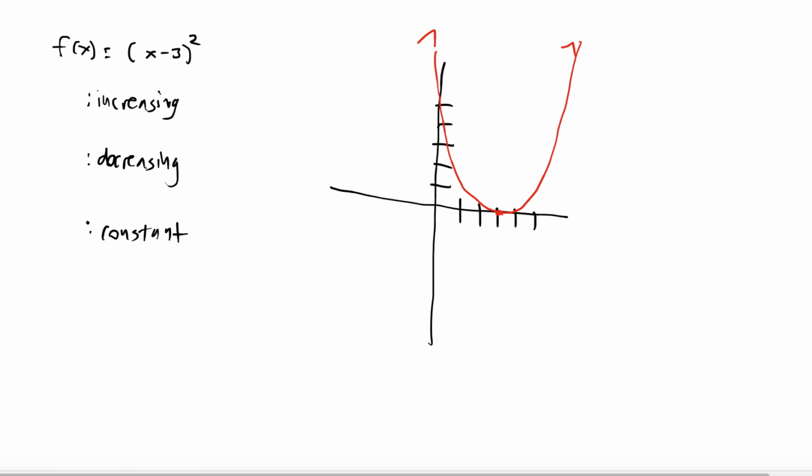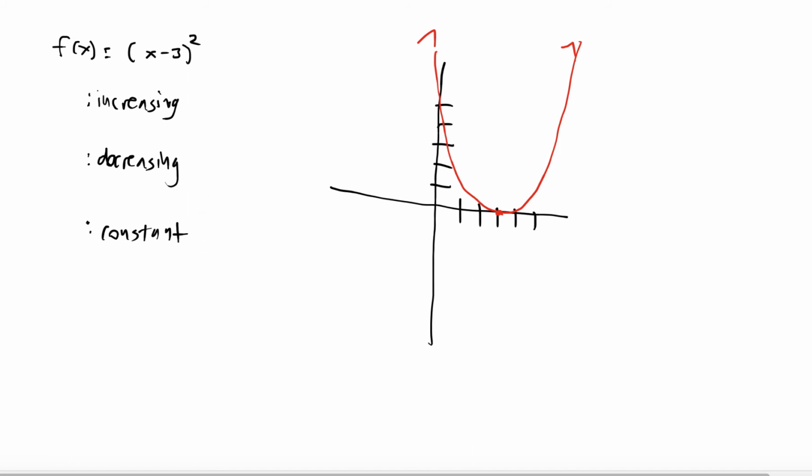Now, with the graph, we should be able to answer this question. So remember what it means for a function to be increasing. It means as we move left to right, we're just going to trace the graph. To be increasing means the y values are getting larger. To be decreasing means the y values are getting smaller. And to be constant means that the y values are not changing at all.